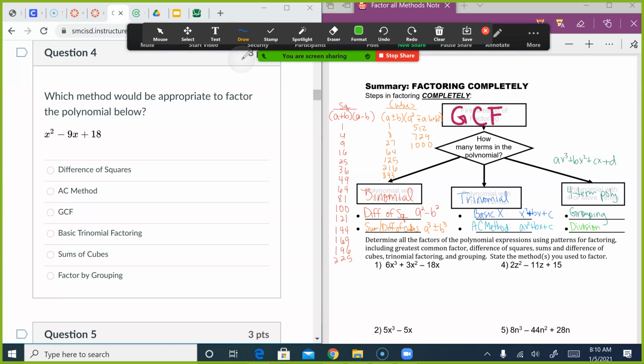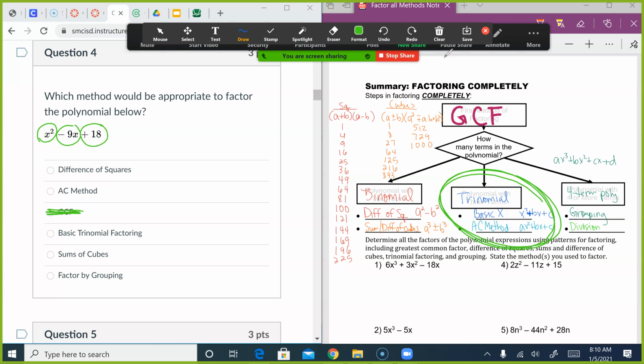So now, again, this time, we always want to check if there's a GCF. So is there a number we can divide everything by? No, because the first one doesn't even have a number. Is there an x we can divide everything by? Nope, because the last one doesn't have an x. So no GCF. So then I look at the terms. There's 1, 2, 3 terms. So we are in the trinomial case.